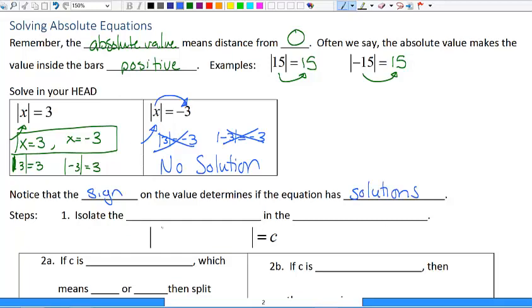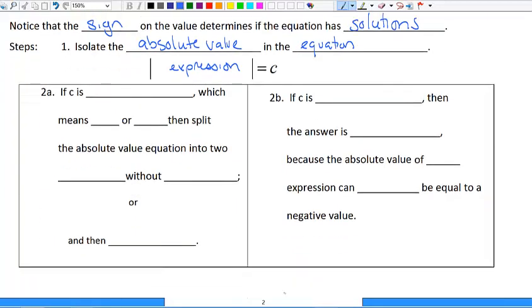So here are your steps. The first thing I want you to do is isolate the absolute value bars in the equation. So I want it to be whatever the expression is inside the bars, it could be anything, but the bars have to be all by themselves, equals some letter C. Now if C is non-negative, which really just means it's positive or 0. Non-negative means positive or 0.